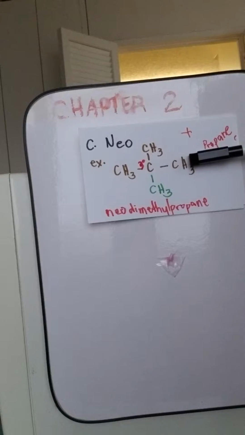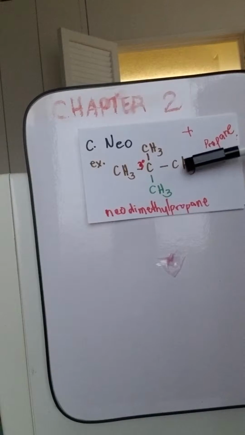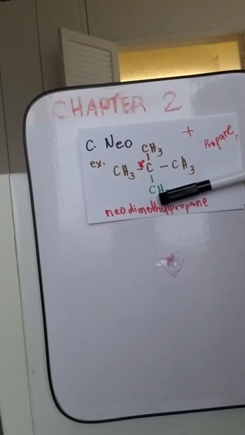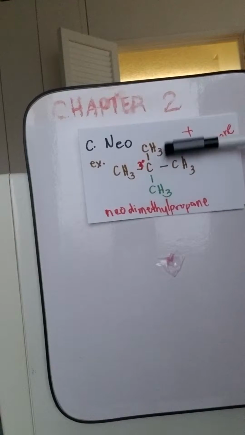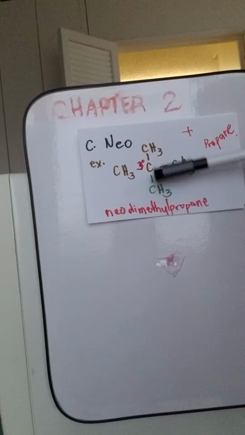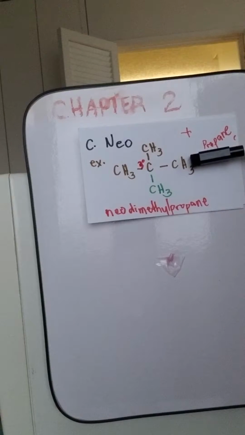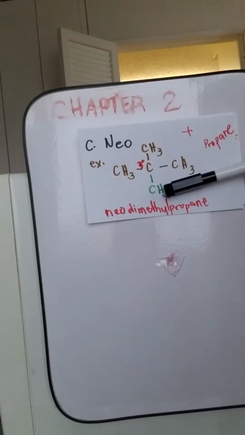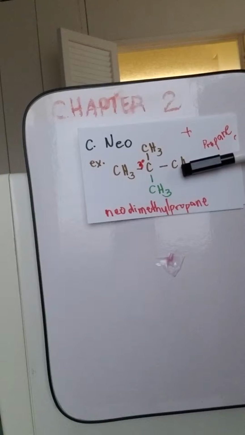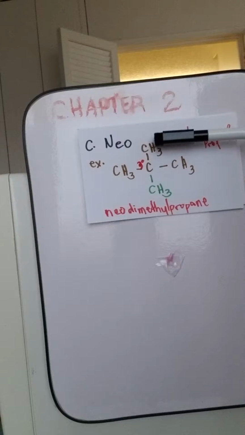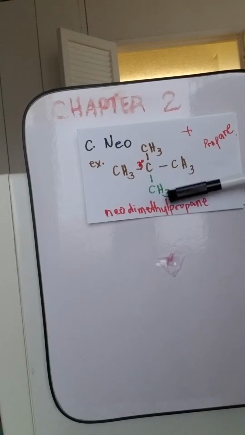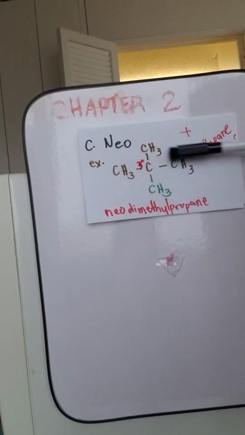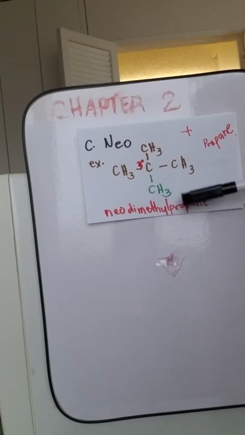And then after identifying your mother chain, what are the other groups attached to your propane? You have this one and the other one. The name of those groups or branches attached to our mother chain or mother structure is methyl, two methyl groups. And if you have 2 of the same groups attached to your mother chain, how do you name them? It's called di because it is 2. You have the prefix di. And the name of those 2 groups is methyl. So the name of the structure is neo-dimethylpropane.